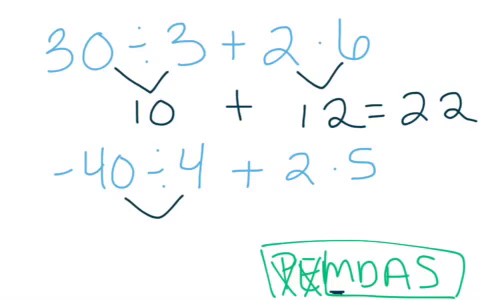Down here, same thing. We're going to start with division for a -10. We're going to multiply. -10 plus 10, we have two opposites, which we know will come out to equal 0.